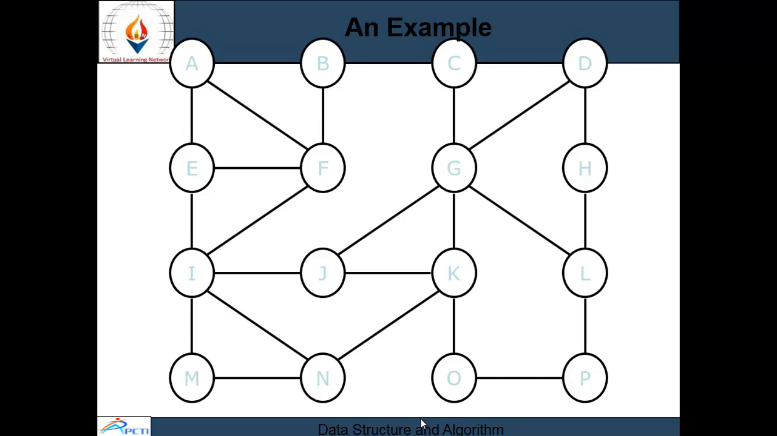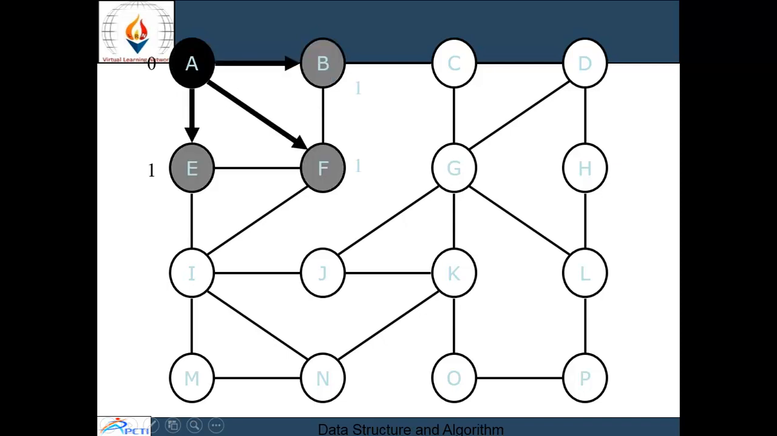For example, you can see here, it is a graph. Firstly, A will be visited. Now, what are the adjacent nodes of A? That is B, F, E. These three are the adjacent nodes of A. Then the adjacent nodes will be colored grey, and the root node or starting node will be colored black after reaching all its adjacent nodes.